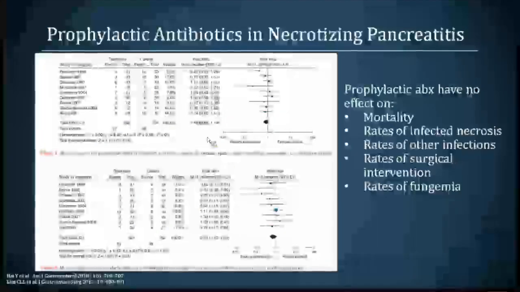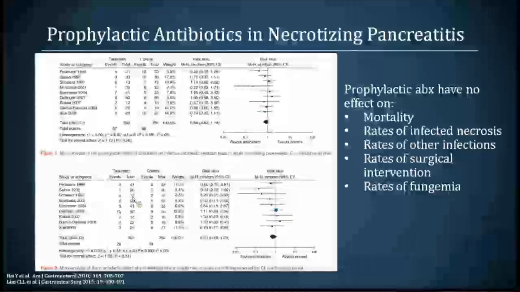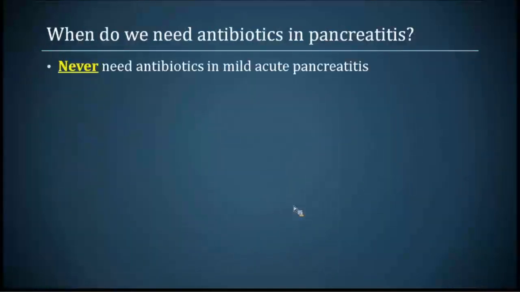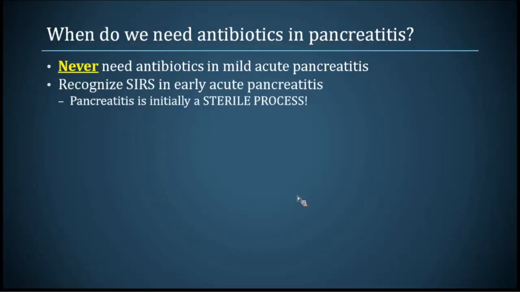One busy meta-analysis slide here, they looked at prophylactic antibiotics. No effect on mortality, no effect on infected necrosis, no effect on other infections, no effect on rates of surgical infections, and there's no effect on the rates of fungemia. Some trials show a slight increased risk of this, but it's not really definitive. So when do we need antibiotics? You never need antibiotics in mild acute pancreatitis, period.